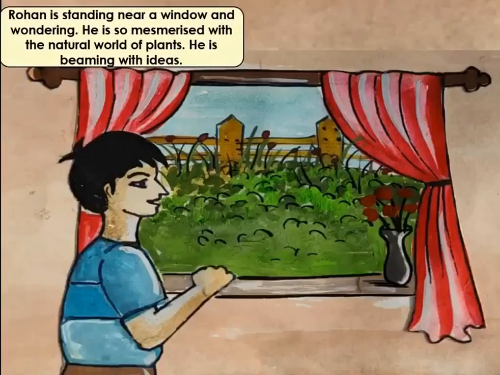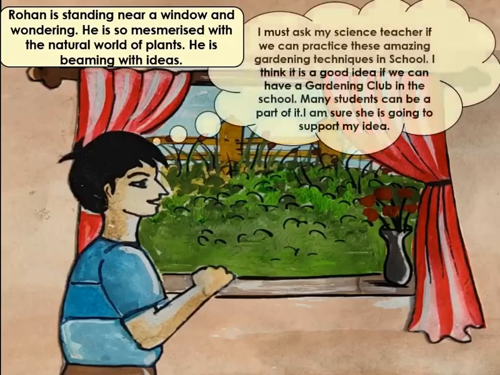Rohan is standing near a window and wondering. He is so mesmerized with the natural world of plants. He is beaming with ideas. I must ask my science teacher if we can practice these amazing gardening techniques in school. I think it's a good idea if we can have a gardening club in the school. Many students can be a part of it. I am sure she is going to support my idea.